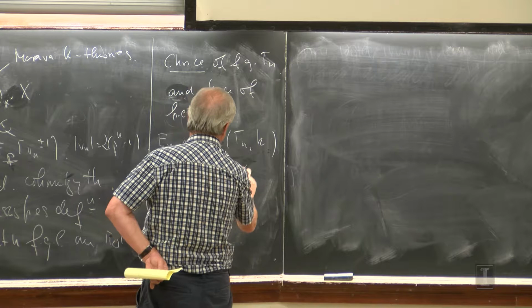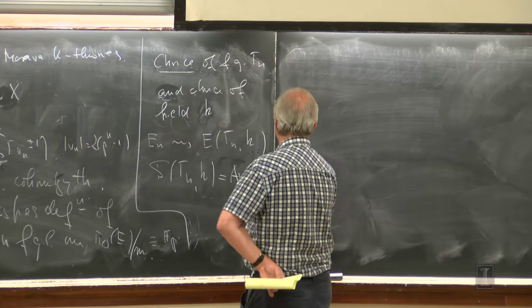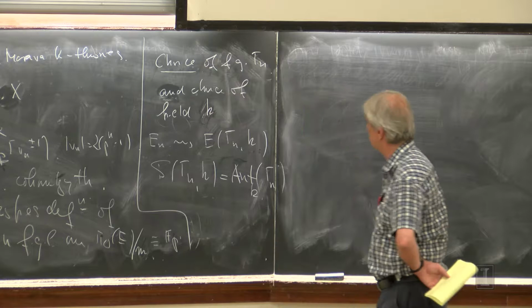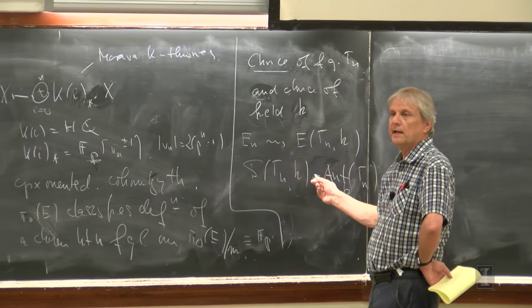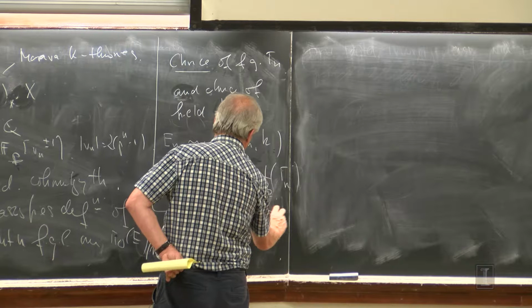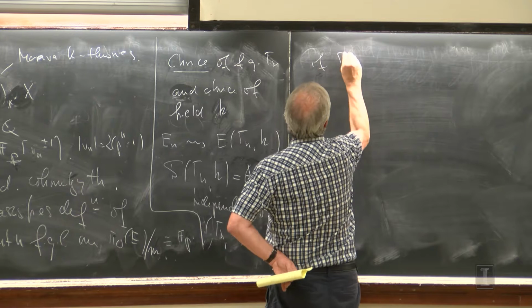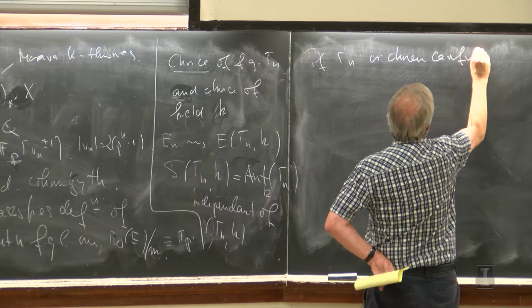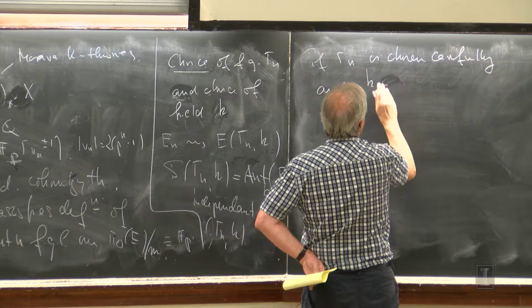So these are the K-linear automorphisms, the K-algebra automorphisms of gamma n, if gamma n is defined over K. And if you choose your formal group law reasonably, then this group is independent of n and K as soon as K becomes large enough, if gamma n is chosen carefully. And K contains the field with p to the n elements, where n is the height.